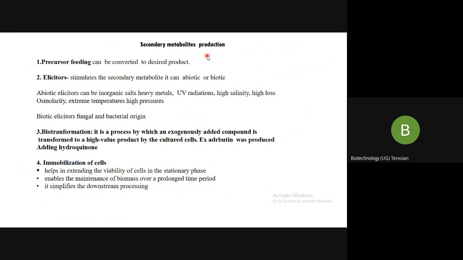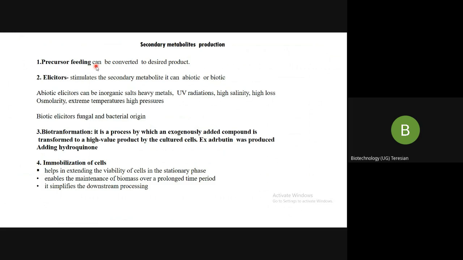Once the nutrients are reduced, what happens? The cells are under stress. They are not able to get a sufficient amount of nutrients. They are under the stress condition. How I can bring about the stress condition is by reducing your phosphate level, nitrogen level, or we can add various adjuvants to the cells which can bring about the stress. So first we'll discuss the precursor feeding.